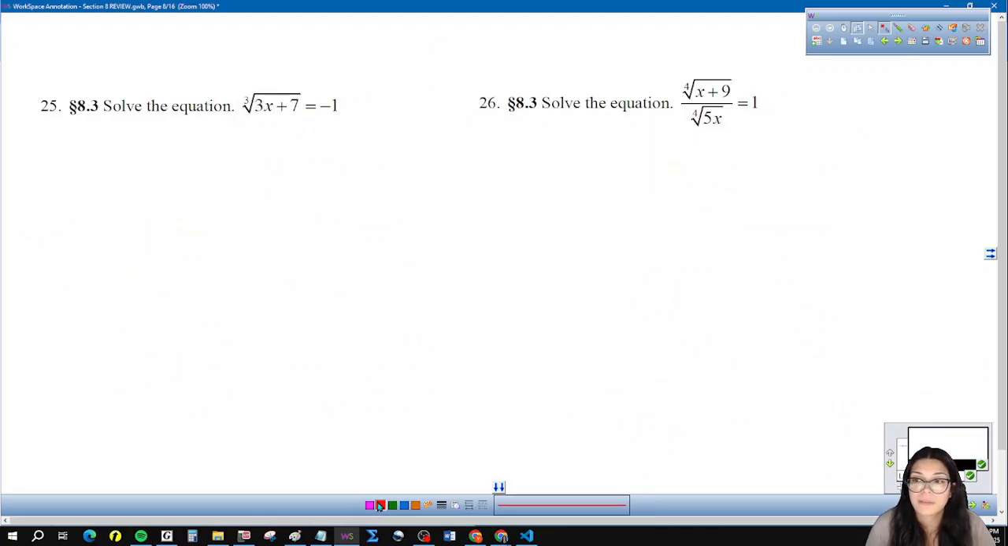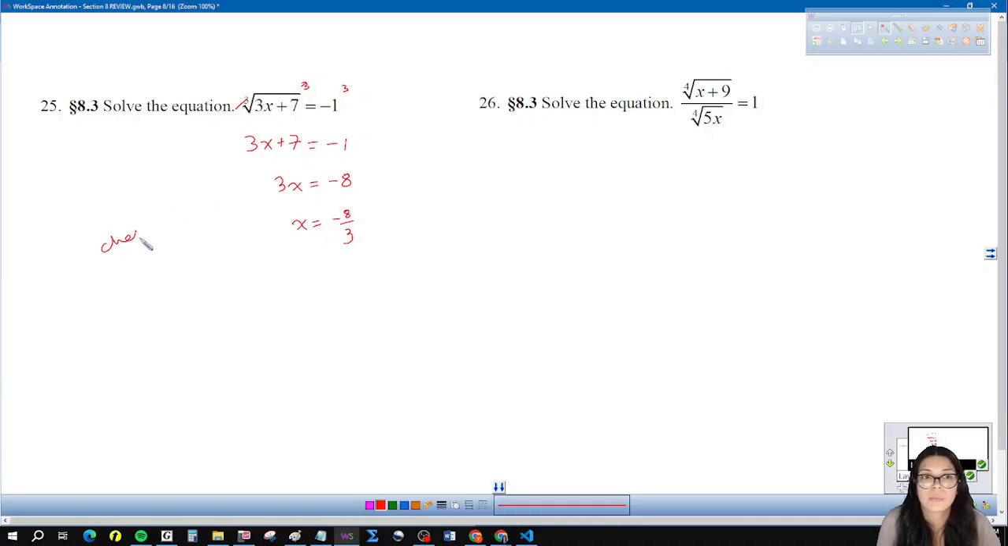Moving on to number 25. So solve the equation. We have the cube root of 3x plus 7 equals negative 1. All right, so to get rid of the cube root, I'm going to cube both sides. Negative 1 to the power of 3 is just negative 1. And then the cube root and the cube cancel. So we have now 3x plus 7. Subtract 7 on both sides, we get 3x equals negative 8. And then divide by 3, we get x equals negative 8 over 3.